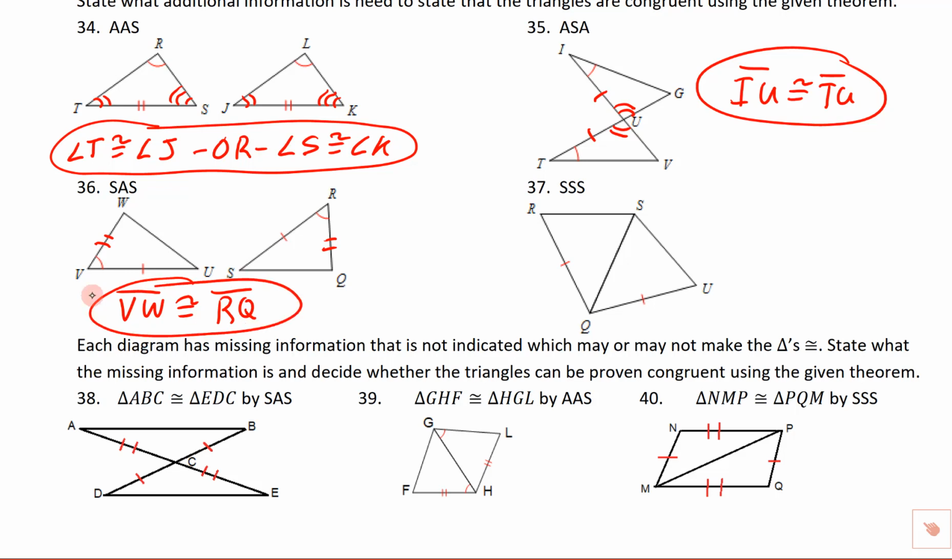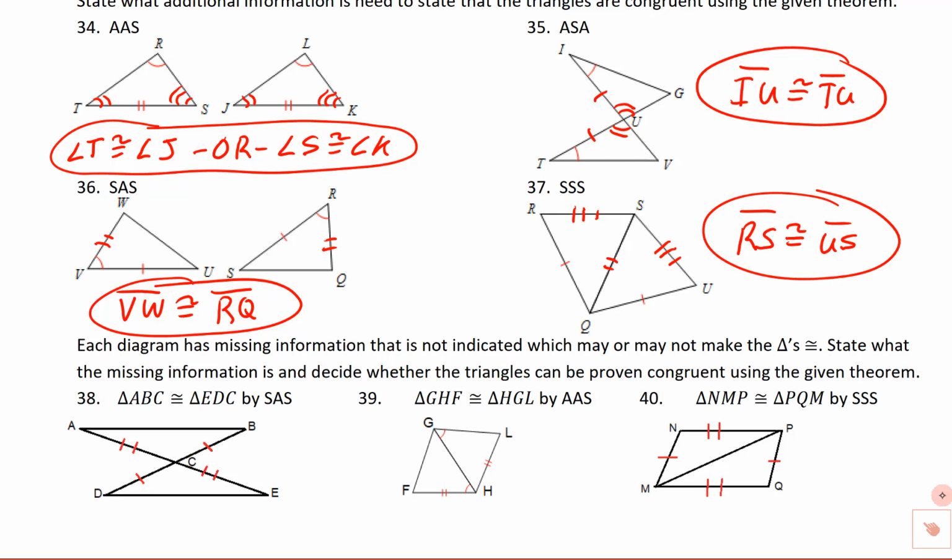That's what we'd need for that theorem. And then for side, side, side, again, we know that those are congruent because SQ is congruent to itself. What we need is RS to be congruent to US. So we're going to say we need RS to be congruent to US. So US right there. And again, let's make sure that is in corresponding order. So that's what we'd need there.